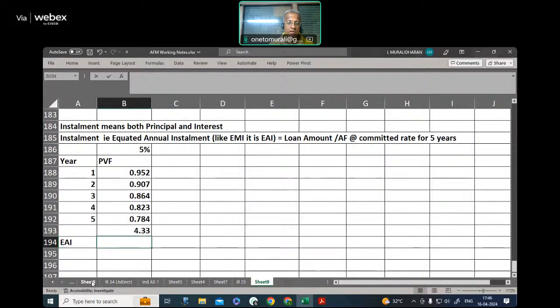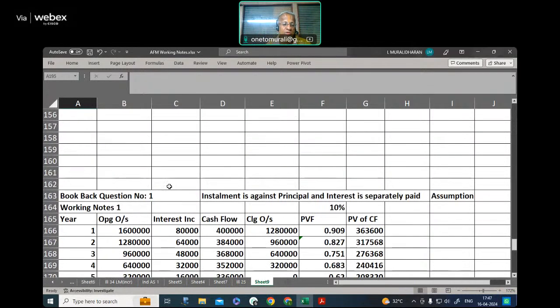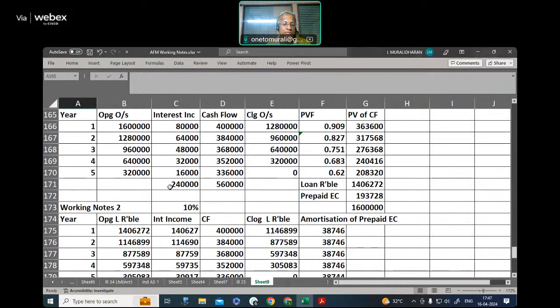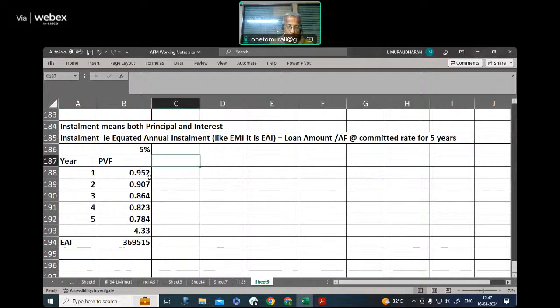EAI is going to be 16 lakhs divided by this number. So it is going to be 369,515 is the installment. Okay. If that be the case, how will this problem be handled? Closely follow. Opening outstanding, interest, principal repayment, closing outstanding.